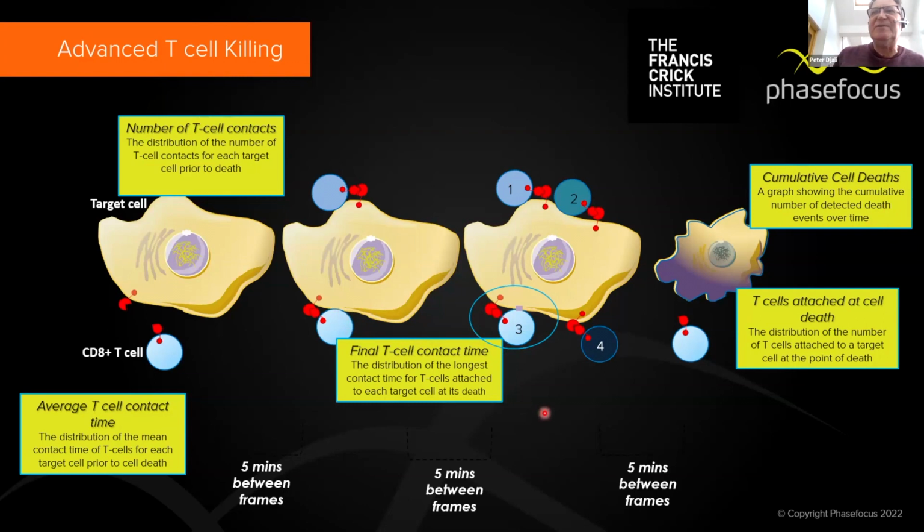We've got data that show even non-targeting T cells at high density will reduce proliferation of target cells, and T cells attached at death. This is all done because we detect cell death with a fluorescent marker, and then we backtrack through the series of time-lapse images to see all of these events that happen. We can really distinguish small differences in T-cell behavior with this assay.